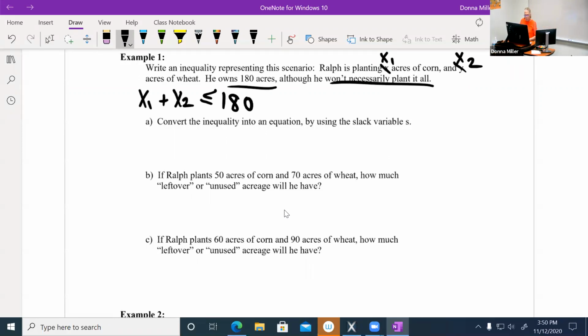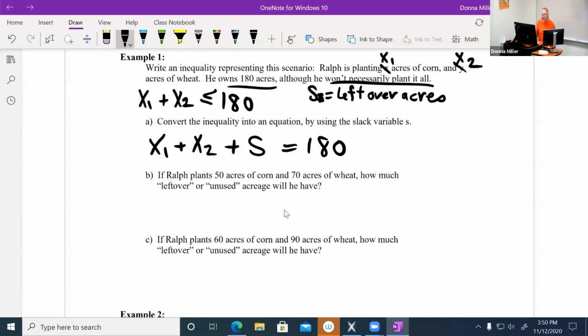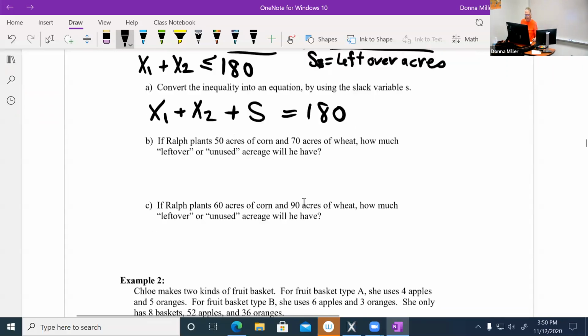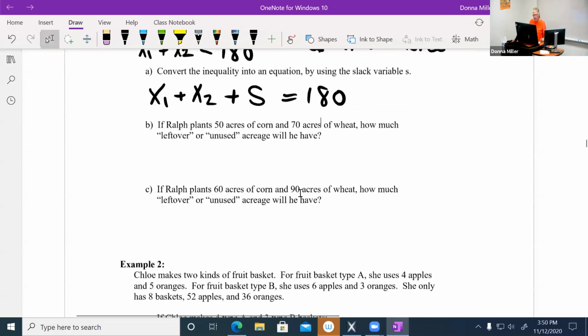So now what we're going to do is we are going to add slack variables, all right? For a slack variable, I'm going to let S1 equal the leftover acreage. All right, or I'll just call it S. So I basically do X1 plus X2 plus the leftover acreage has to equal 180. All right, so we add the leftovers and turn it into an equality.